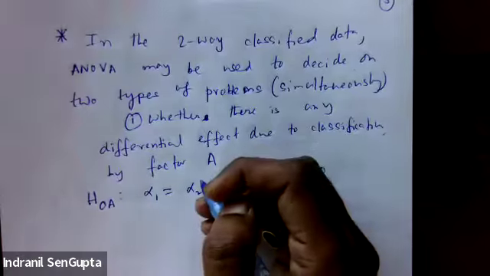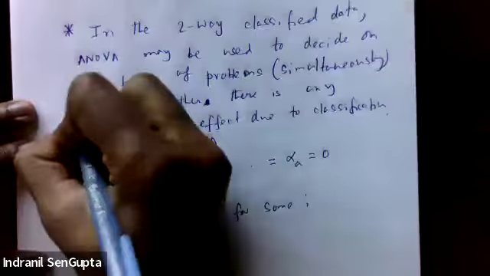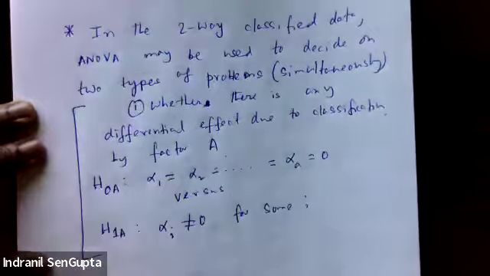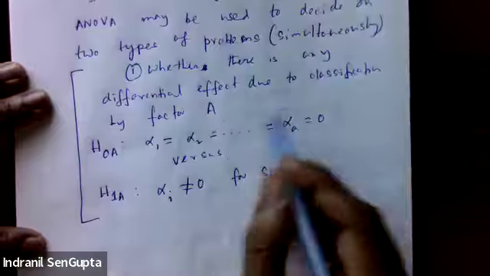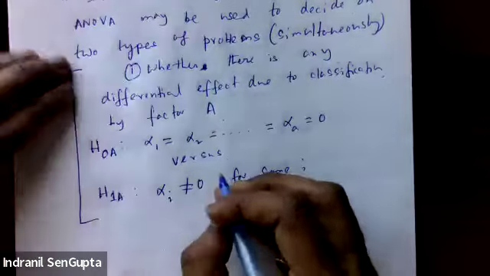And here, what is the alternative hypothesis? If you are testing this one, it's versus H1A, which is alpha i is not equal to 0 for some i. That means there is an effect of factor A.